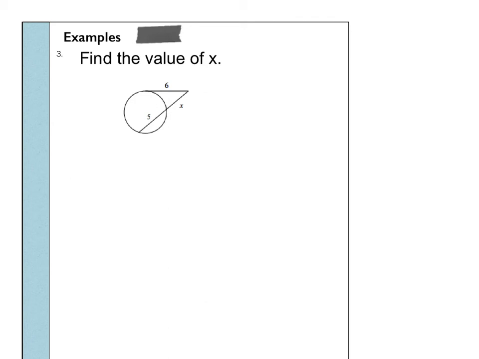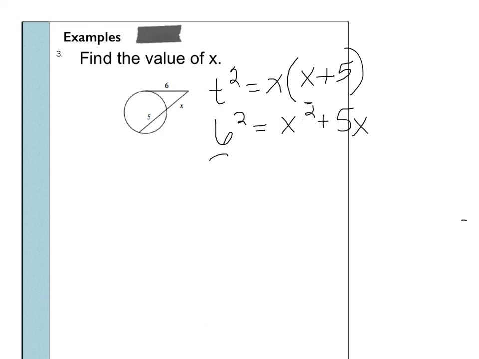Example number 3 says, find the value of x. This is a circle theorem that's asking you for the measure of a segment. So now we need to use our circle theorems for segment measure. And we need to identify if we have a secant and a tangent, or a secant and a secant. Looks like a tangent and a secant to me. Therefore, the tangent squared is going to be equal to the outside of the secant, which is x, times the quantity of the sum of the outside plus the inside of that secant line.